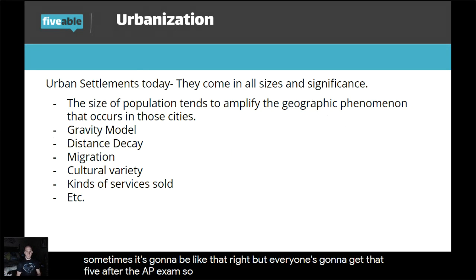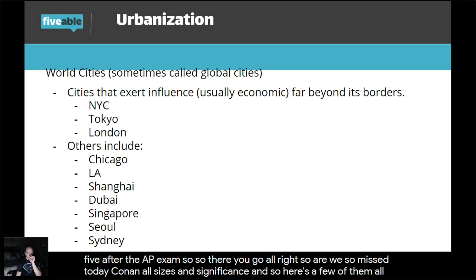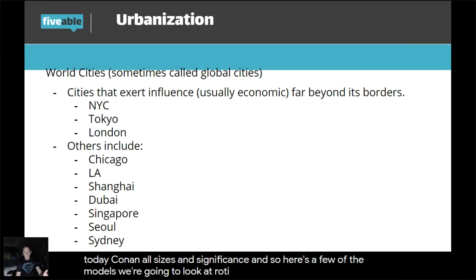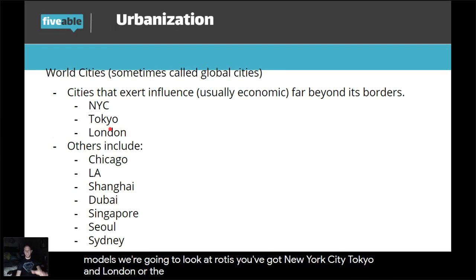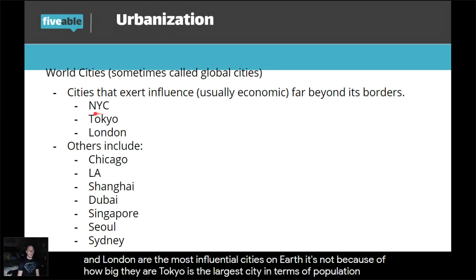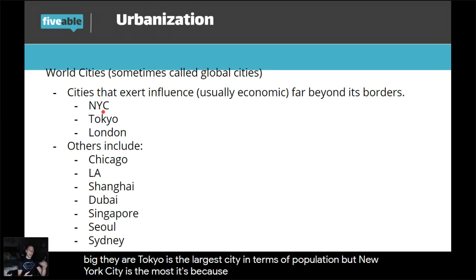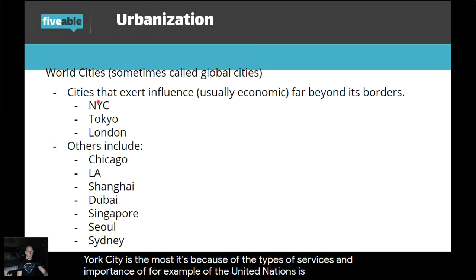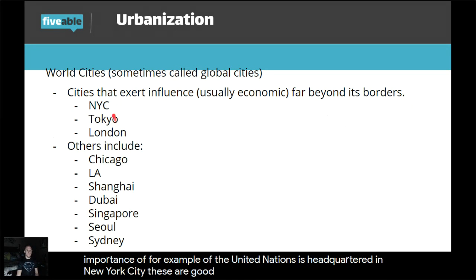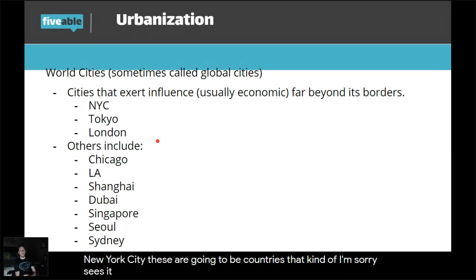So there you go. All right, so urban settlements today come in all sizes and significance. And so here's a few of the models we're going to look at. World cities: you've got New York City, Tokyo, and London, the most influential cities on earth. It's not because of how big they are. Tokyo is the largest city in terms of population, but New York City is the most important economically in the world. And it's because of the types of services and the importance of, for example, the United Nations being headquartered in New York City.